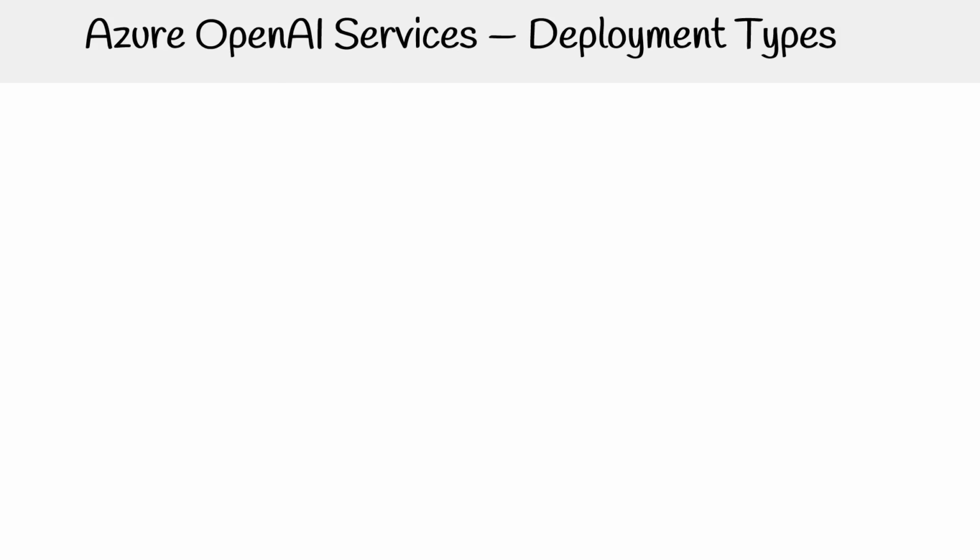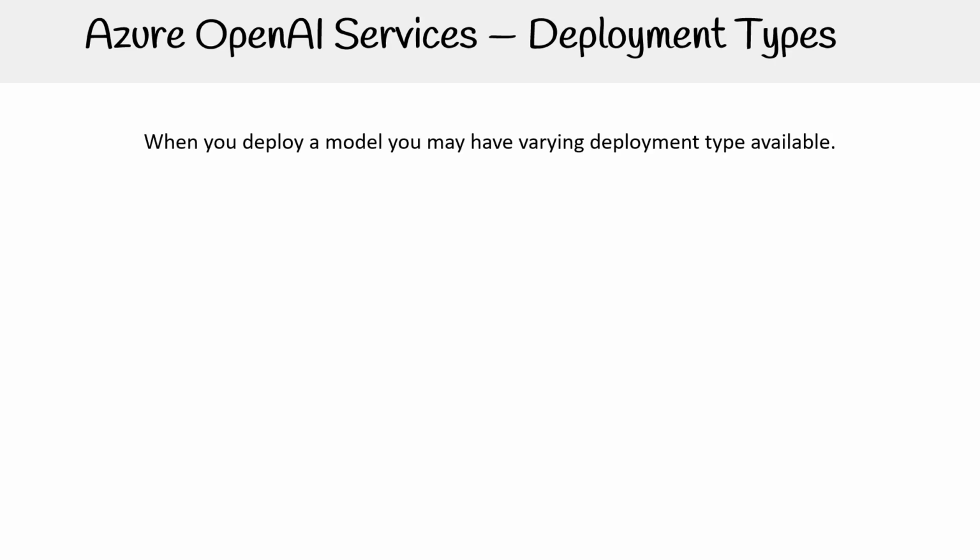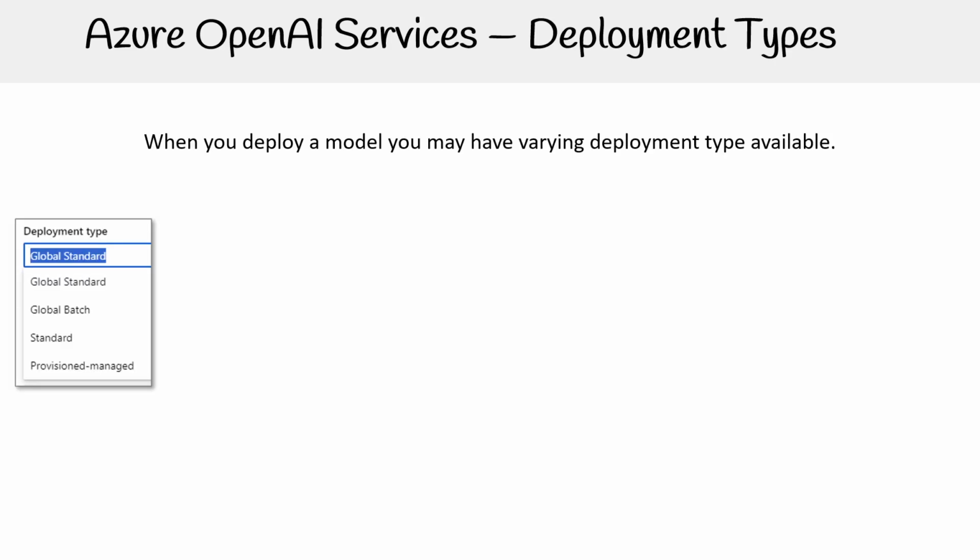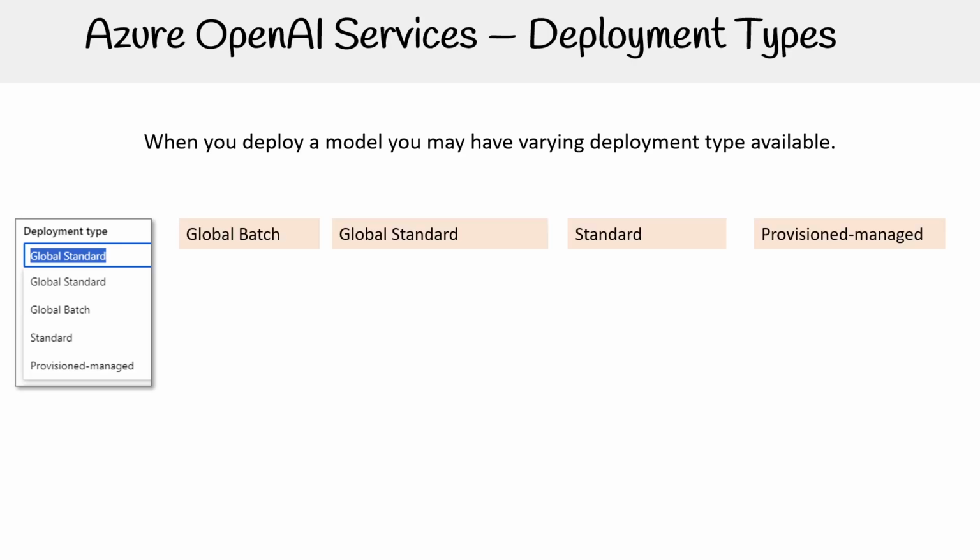Let's talk about the deployment types we have when we are deploying models for the Azure OpenAI services. And I want to extend this to any other type of models that we can deploy, not just the OpenAI services. But when you are deploying, you're going to have four possible options. We have global standard, global batch, standard, and provision managed.